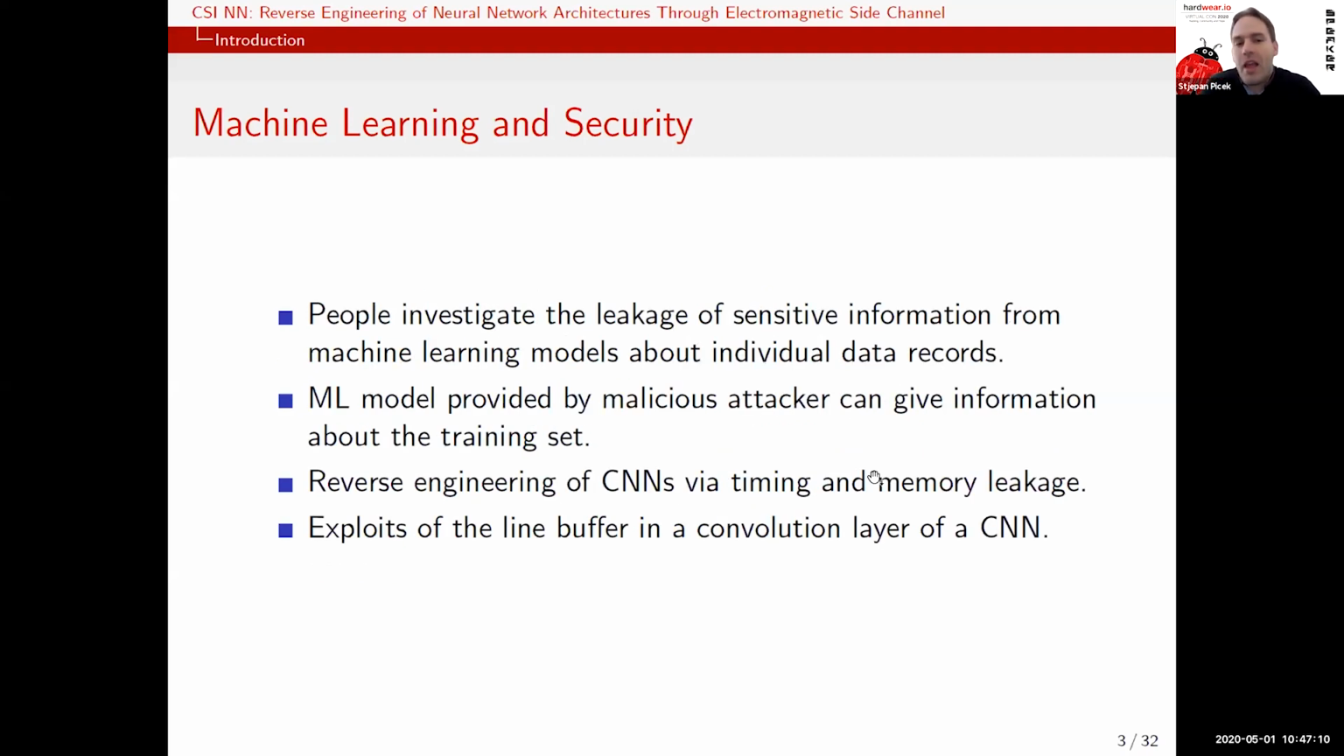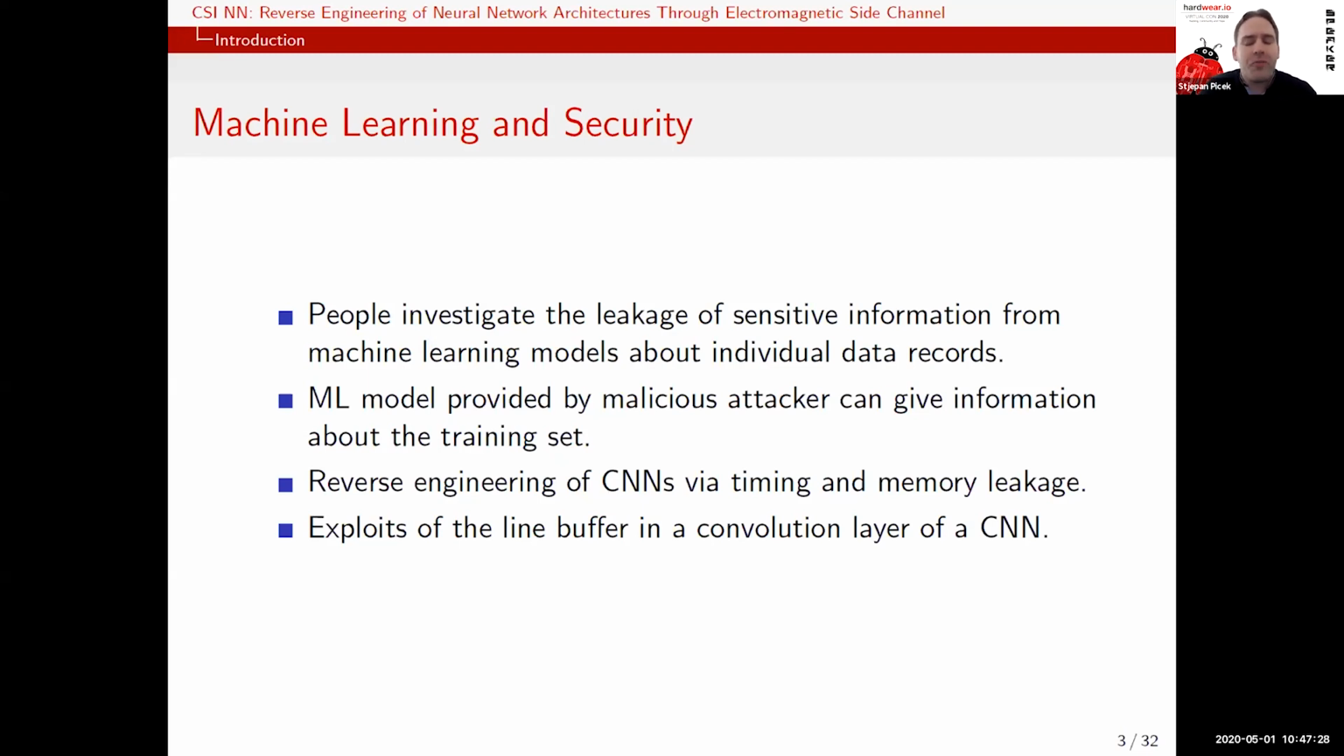Immediately I must say, this is nothing new. People are investigating how the leakage of sensitive information from machine learning models happens. It's a well-known topic and people are exploring it from various perspectives.